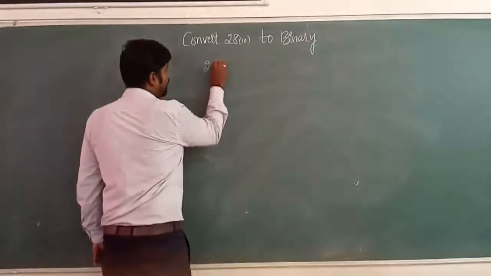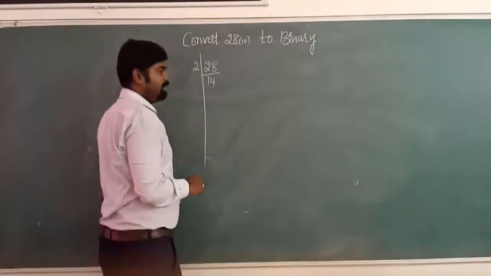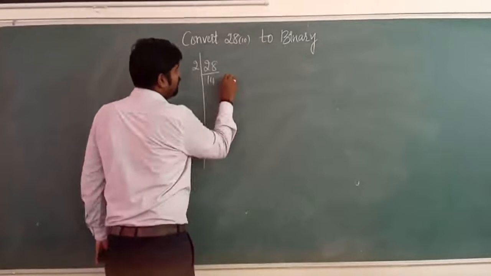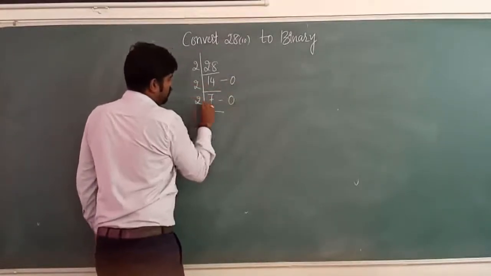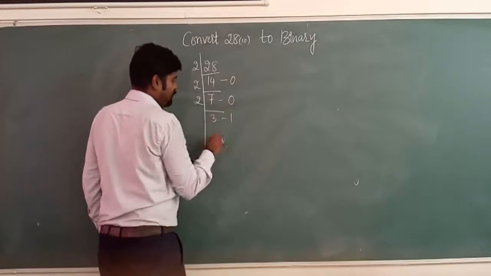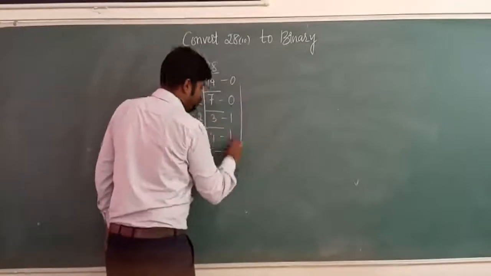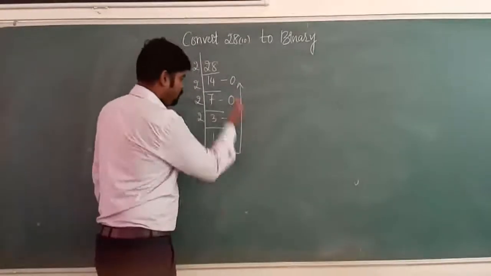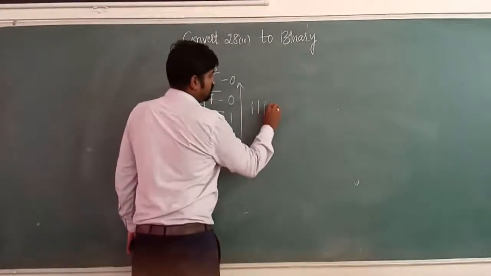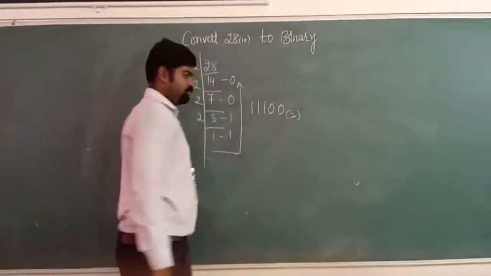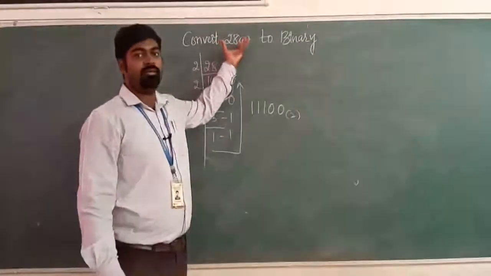So 28 divided by 2. 2 times 14 is 28. It completely gets divided, so the remainder is 0. 2 times 7 is 14. The remainder is 0. 2 times 3 is 6, and 1 is the remainder. 2 times 1 is 2, and 1 is the remainder. So you need to consider the remainders from bottom to top. Hence the binary equivalent of 28 will be 11100 to the base 2. This procedure is followed when we have a whole number to convert.